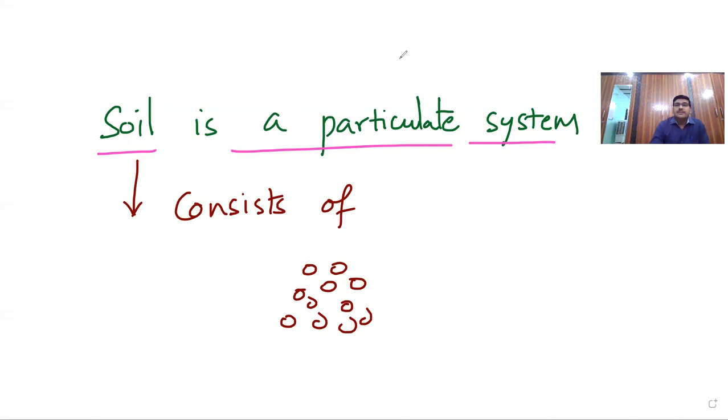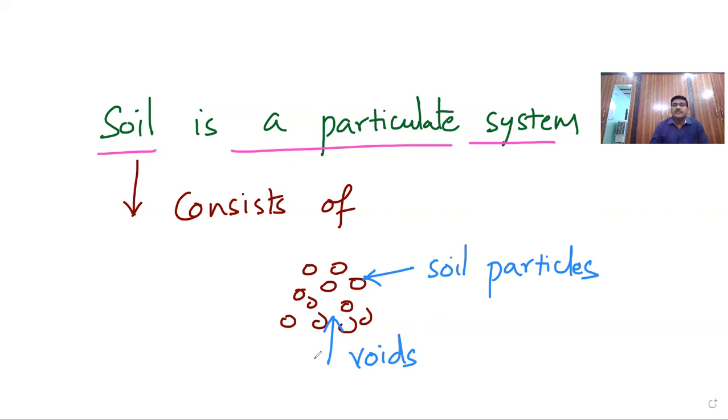Record. These are soil particles. And there are gaps among those particles, empty space, gaps among those particles. Those are known as voids. That means if you take a dry soil mass, it consists of all the soil particles. And there are some gaps among them. Those gaps are known as voids.